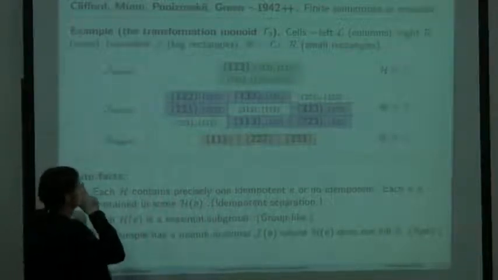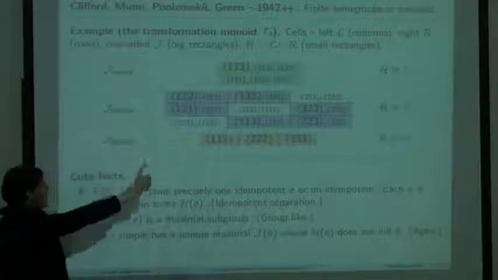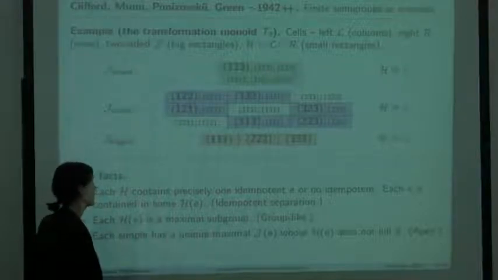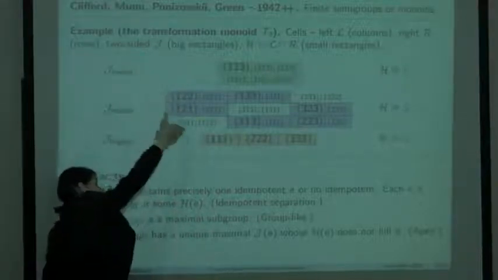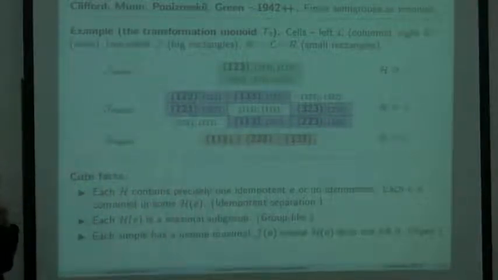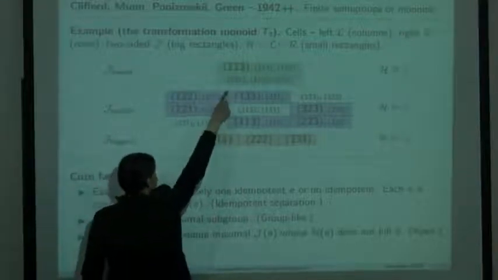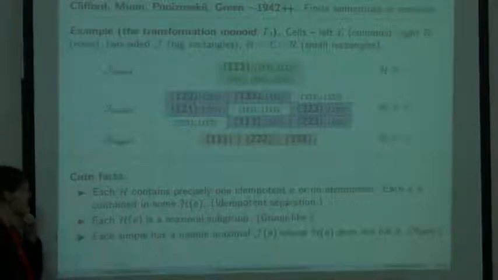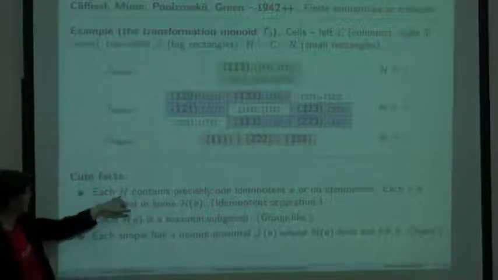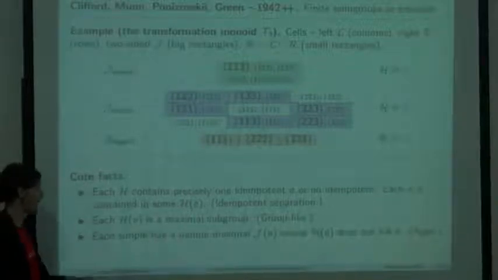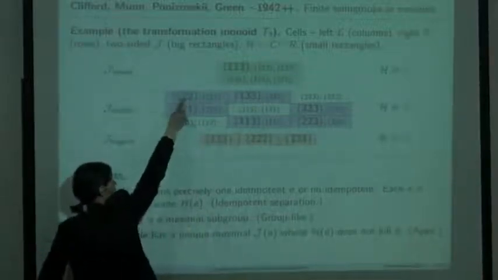In this picture, the big rectangles are the two-sided cells, the two-sided ideals. The columns are the left cells, the left ideals. The rows are the right cells, the right ideals. And those little rectangles are called H cells. This is an intersection of a left and a right cell. And now comes this amazing fact, mostly due to Green, that you can see here. Each of my small H cells contains either an idempotent or no idempotent, right? So it's idempotent separation. The big ones are idempotents.